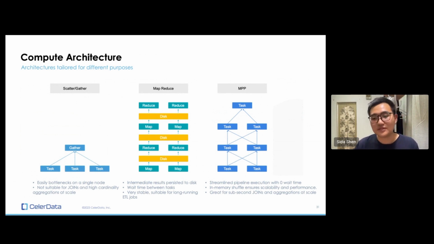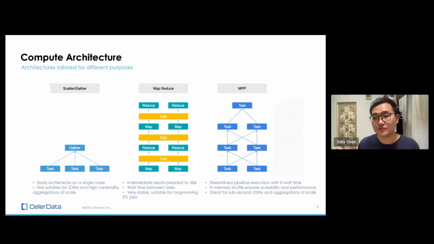And then you have those stage by stage or MapReduce kind of architectures, right? It supports data shuffling, so it can do the shuffle, do the computation, and shuffle again, right? But each one of the shuffle or the map and reduce processes needs to be persisted on disk. So there's wait time before a task, right? It's very stable. It's very suitable for those long running ETL jobs, but is just not ideal for low latency queries, right? For these, you can take a look at Spark or its Photon engine, Databricks Photon engine. It follows this kind of compute architecture, right?